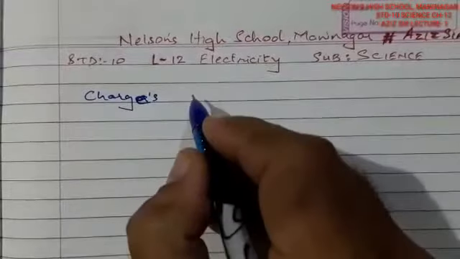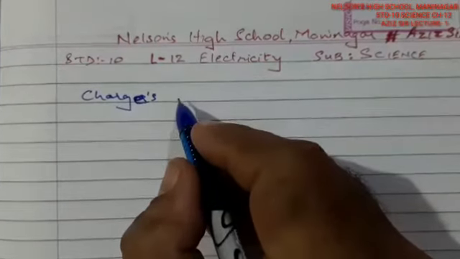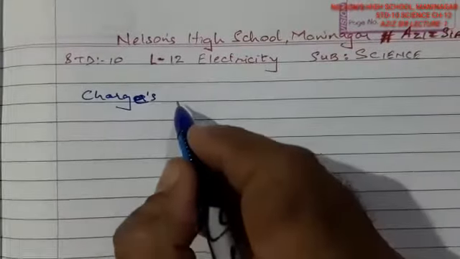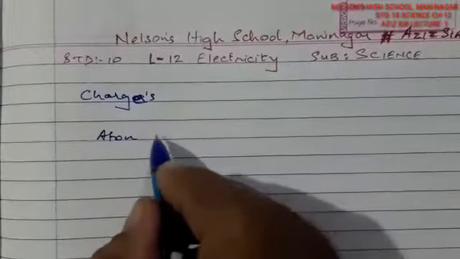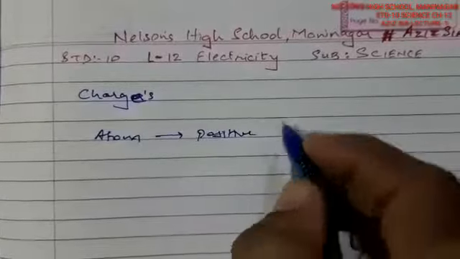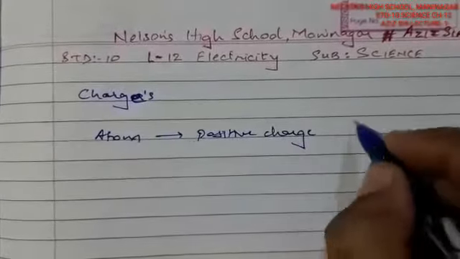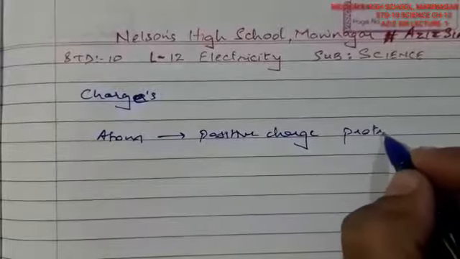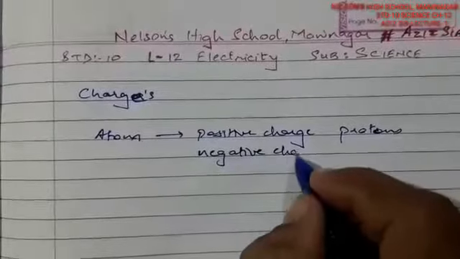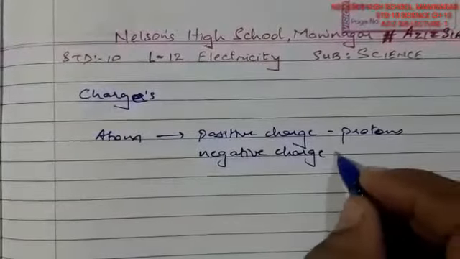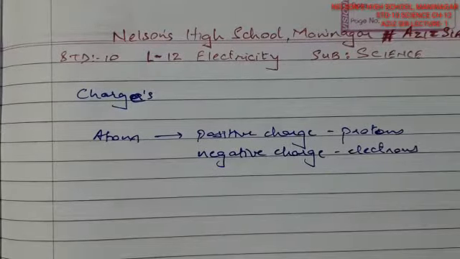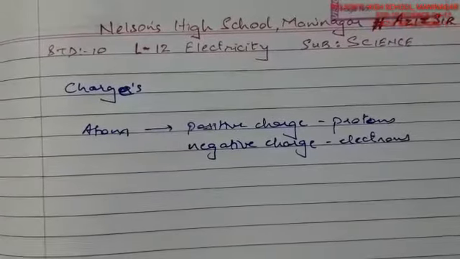We count the charge in the form of an atom first of all. Now you have already studied what an atom is. So an atom has got two types of charges. One is positive charge, and the positive charge is nothing but protons, and another is negative charge, that is electrons. Right, so there are two types of charges. First is proton and second is electron.